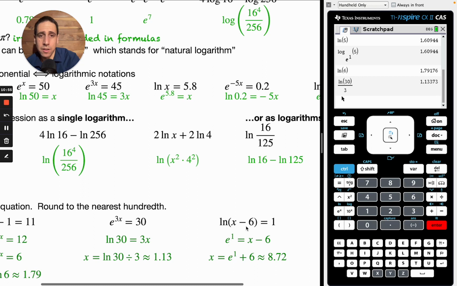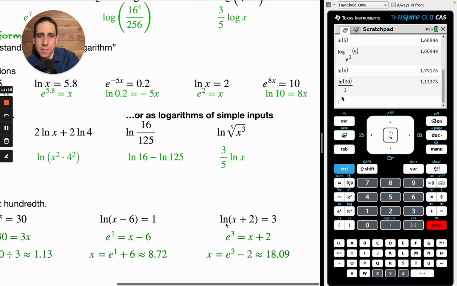Natural log of x minus 6 is equal to 1. So here, what I'm going to do is change it back into an exponential equation in order to isolate x, in order to get x by itself. It's basically like undoing the natural log. So the exponent is by itself, the base is e, and the power is x minus 6. And then you add 6 to both sides, and this is what you get.